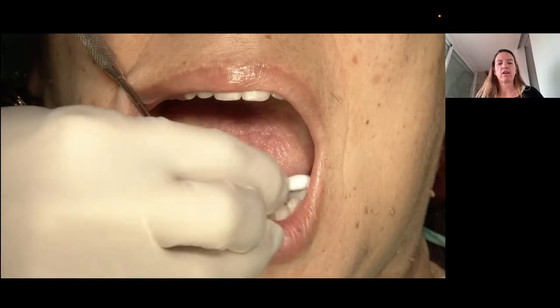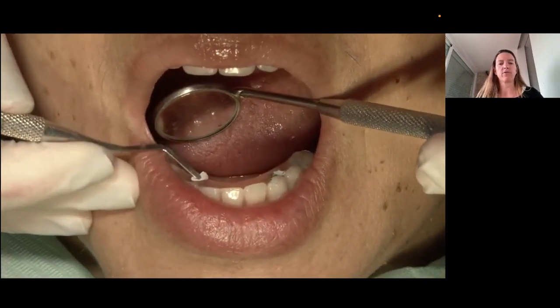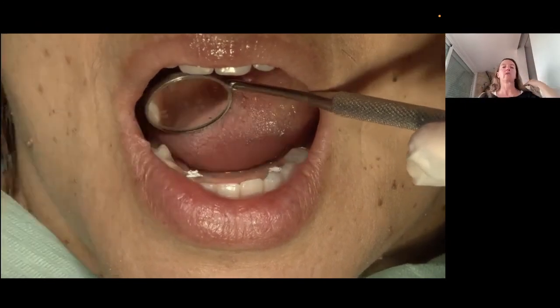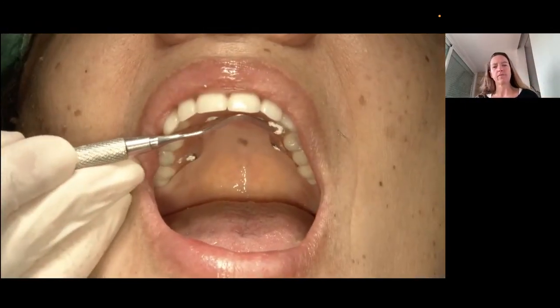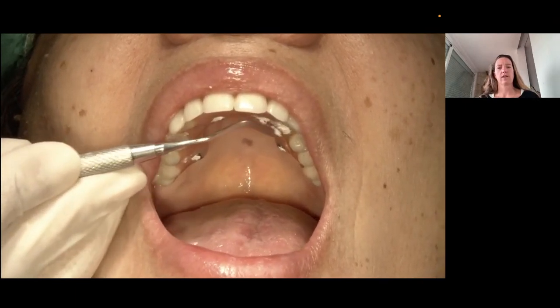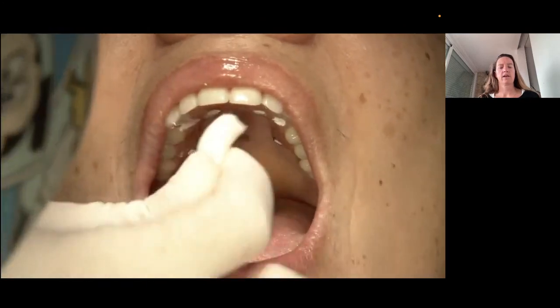Then again, we are going to put some provisional filling in the holes, like you can see here. And that's it.